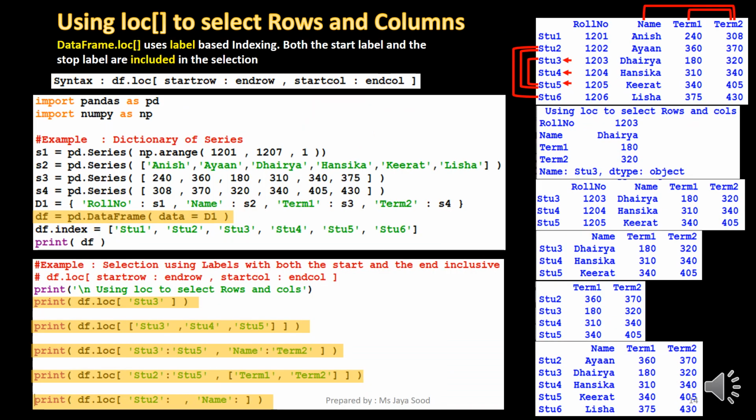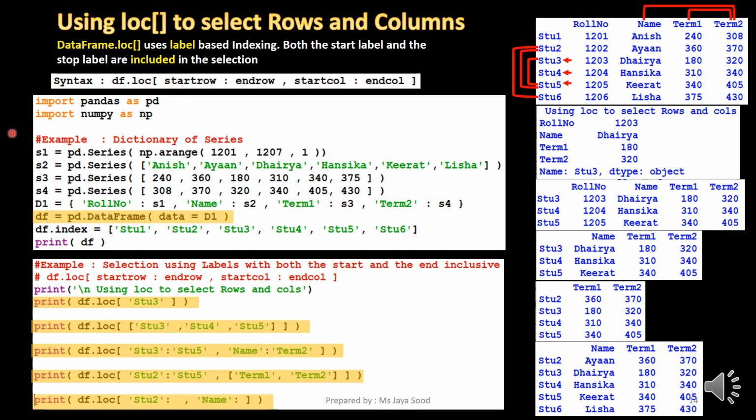Using loc to select rows and columns. DataFrame.loc uses label-based indexing to select rows and columns. Both the start label and the stop label are included in the selection. We need to specify the value of the start row and the end row separated by a colon, comma, the value of the start column and the end column separated by a colon, within the square brackets.